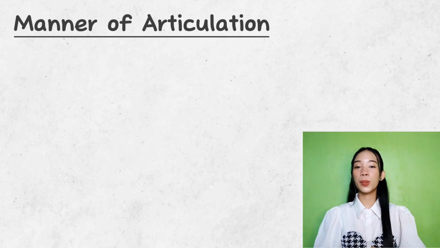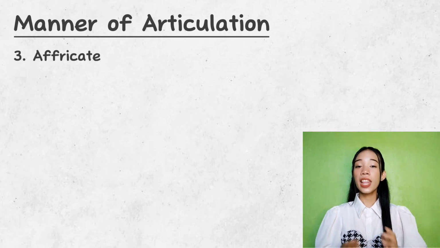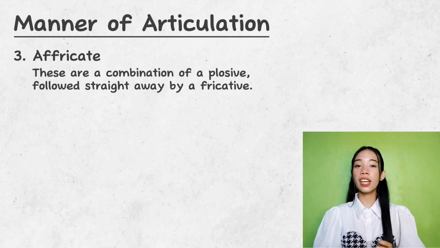So let's have a look at the next group. Number 3, those are affricates. Now, those are actually quite easy to remember, I think because they are basically a combination of the first two groups. So it's a combination of a plosive followed straight away by a fricative.